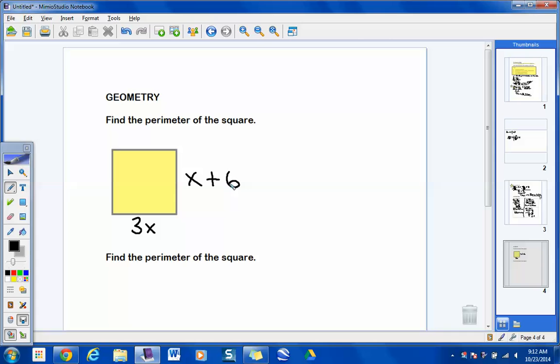All right, what are the directions above that problem asking us to do? Find the perimeter. We need to know what the distance is all the way around this. Now, what's true about the lengths of sides in a square?